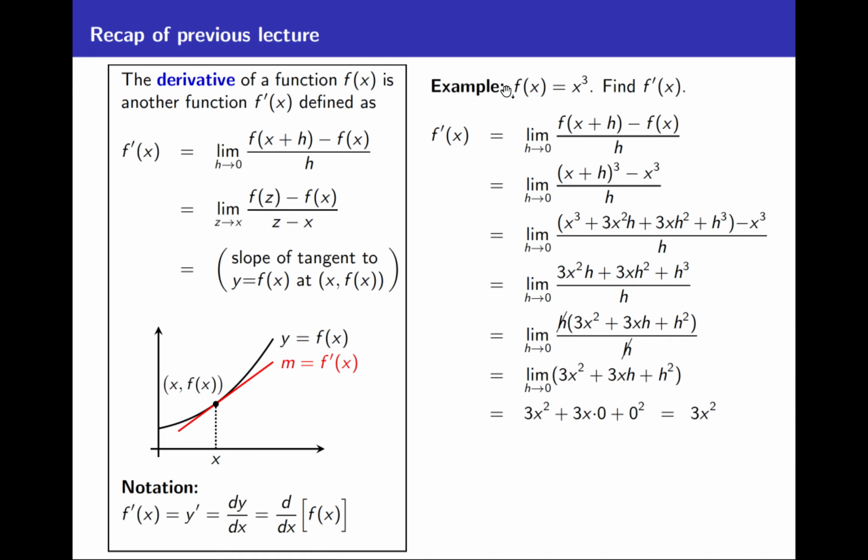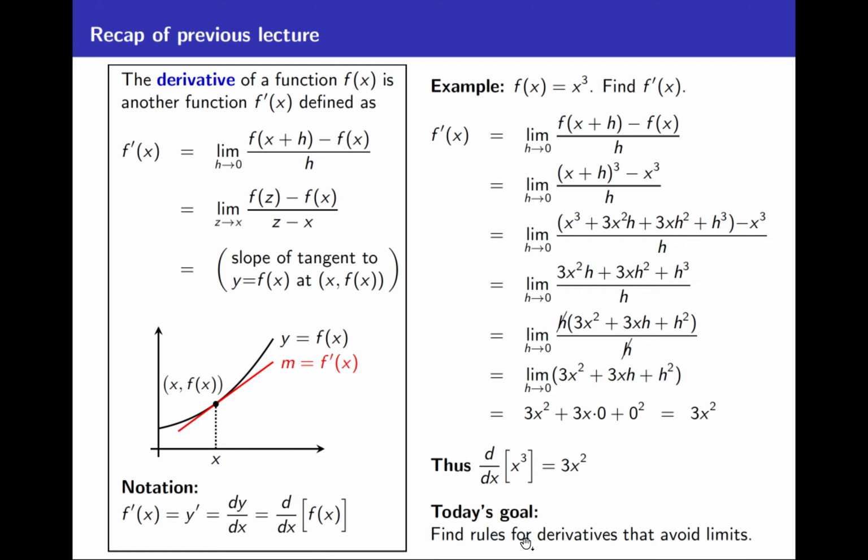So in conclusion, if f of x is x cubed, its derivative is the function 3x squared. So we have d dx of x cubed is the function 3x squared. So that's fine, but you can imagine that if your function was more complicated, like x to the 5th, or even a polynomial or something, this limit would get really messy.